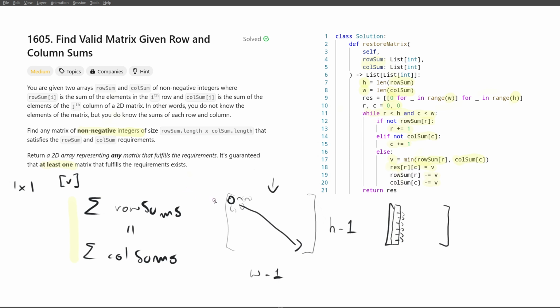So we can imagine that by putting this value here, we either get rid of the first row, because now the sum becomes 0, or get rid of the first column. And after getting rid of it, we get a smaller matrix, and that matrix still has row sums equal to col sums. And at the end, we finally reach a 1 by 1 matrix, and that 1 by 1 matrix is trivially satisfiable.